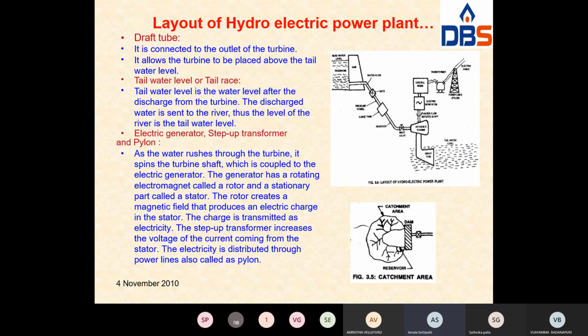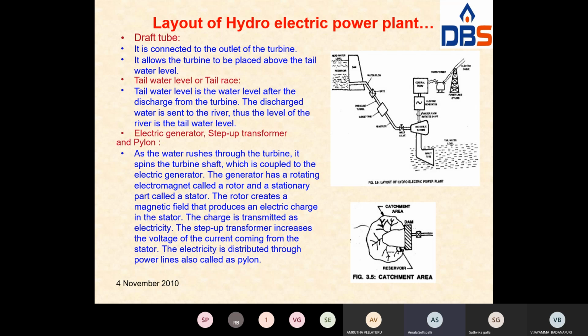As the generator, here you can use the alternator. An alternator is nothing but an AC generator. An alternator mainly has two parts: one is the stator, another one is the rotor. The rotor creates a magnetic field that causes an electric charge in the stator. The stator is a stationary part. Whenever the rotor is rotated, it will produce electricity. The charge is transmitted as electricity.